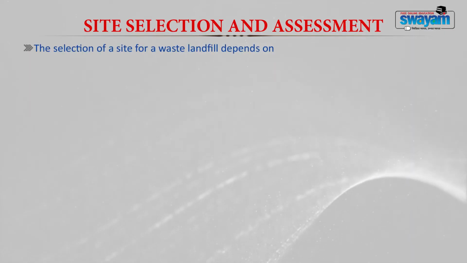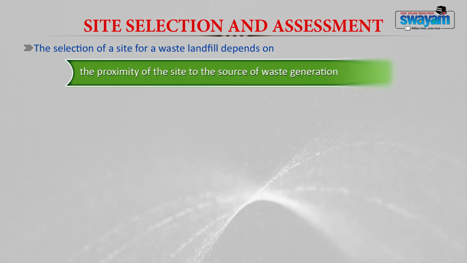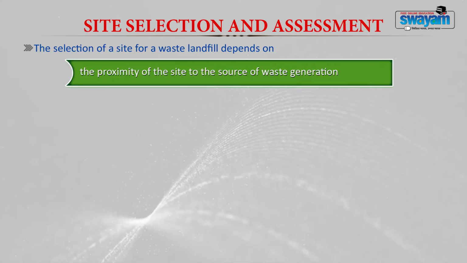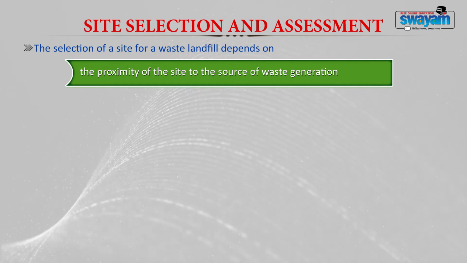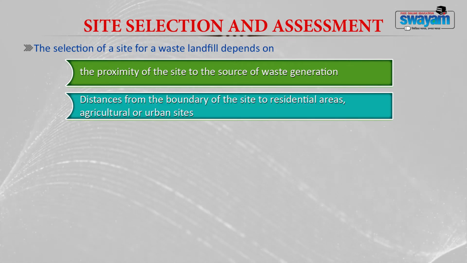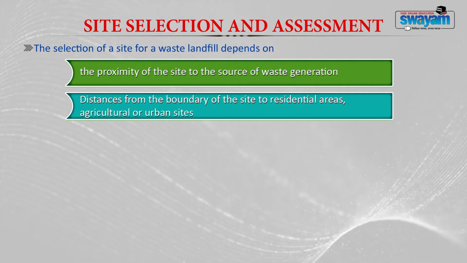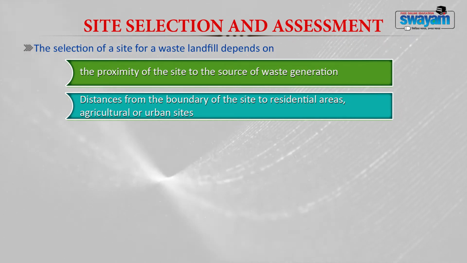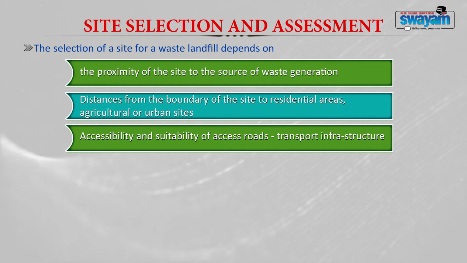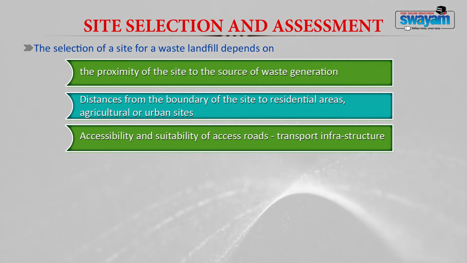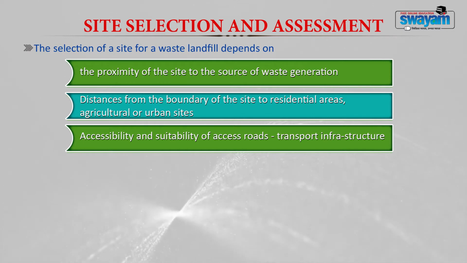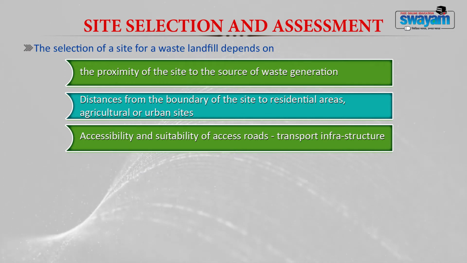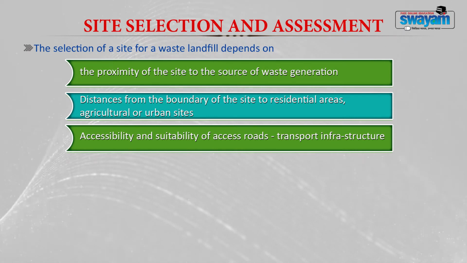The selection of a site for a waste landfill generally depends on the proximity of the site to the source of generation. That means it should be near the source of generation. The distance from the boundary of the site to residential areas, agricultural areas or an urban site should be a little far. Generally, these sites are located on the outskirts of the city. Then there is accessibility and suitability of access roads. The site you select should have proper transport connectivity. It should have at least some access roads, so that it is easy for the trucks to carry the waste and dispose of it.